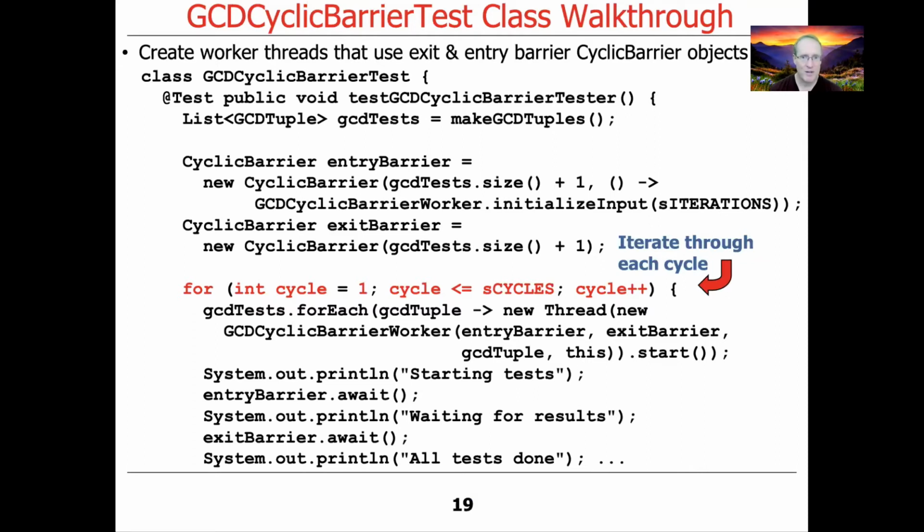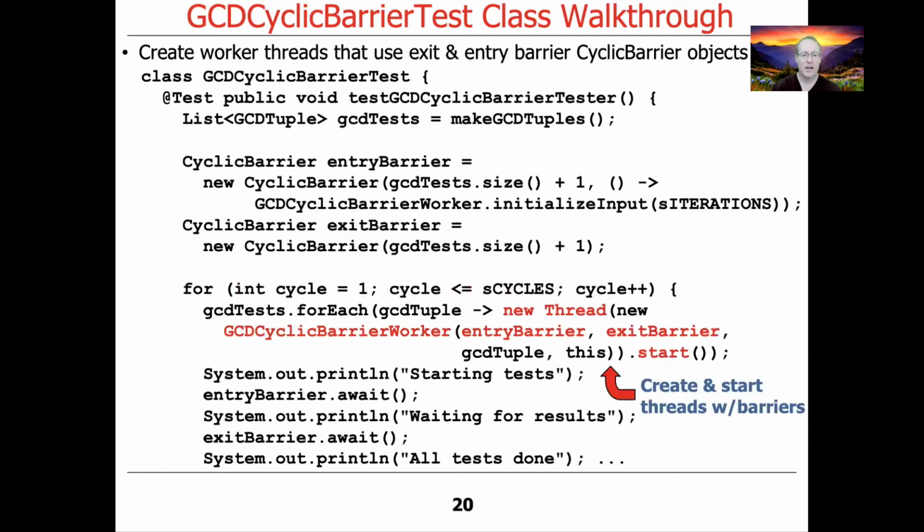So let's say, for the sake of argument, that we want to run the test 10 times. We might have different input each time, or we might have the same input each time. It all depends on what we're trying to do. But that's what the initialize input method is going to do: between every phase, it's going to reinitialize the input so that the threads can work and compute the GCD of all the input appropriately.